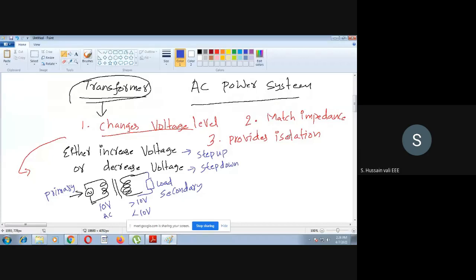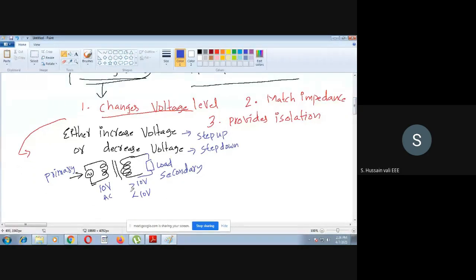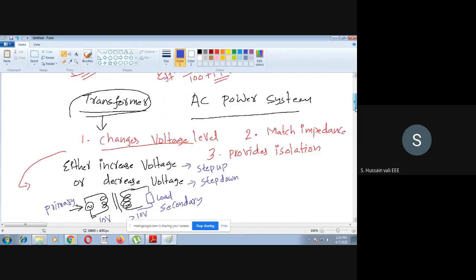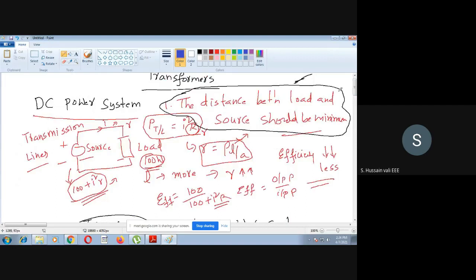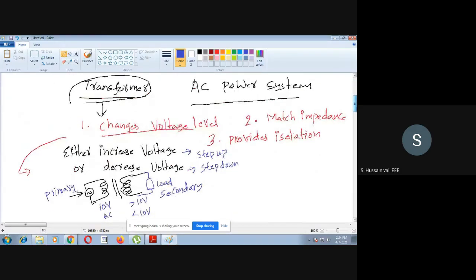So either it steps up the voltage or it steps down the voltage. Stepping up the voltage is nothing but the secondary voltage being more than the primary voltage, whereas stepping down is the secondary voltage being less than the primary voltage. So that is the first case, changing the voltage level. With this advantage, we see how the problem in the DC power system can be rectified in the AC power system using the transformer, and that too using the first advantage, changing voltage level.